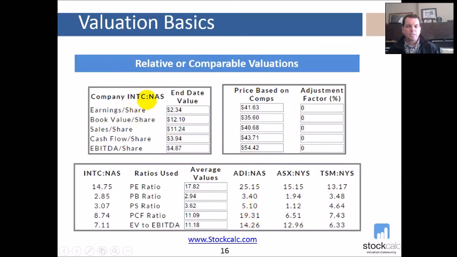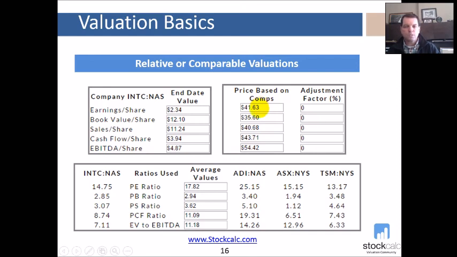So for example, if I'm looking at Intel, and I want to value Intel on the basis of 3 other comparable companies, what I will do, and what the software does for you, is it will pull forward the price to earnings, price to book, price to sales, price to cash flow, and EV to EBITDA ratios for the comparable companies, average those, and multiply those averages by the existing or current earnings per share, book value per share, sales, cash flow, and EBITDA per share, for example, to give you an actual price based on the comparables.